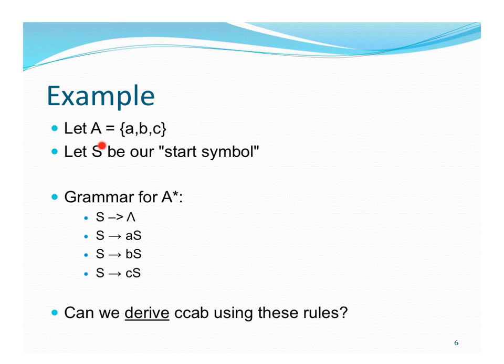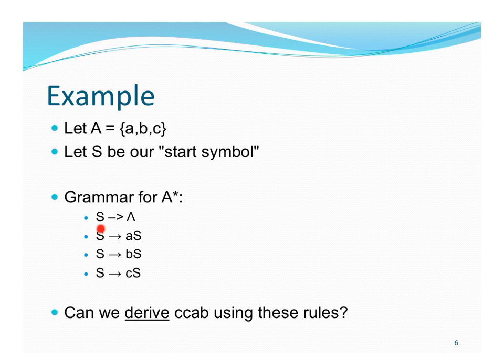So let's let A be the alphabet consisting of the symbols a, b, and c. And we're going to say S is our start symbol. So here's a grammar for A star, keeping in mind that A star, remember, is the set of all strings over this alphabet. So anything we can come up with.